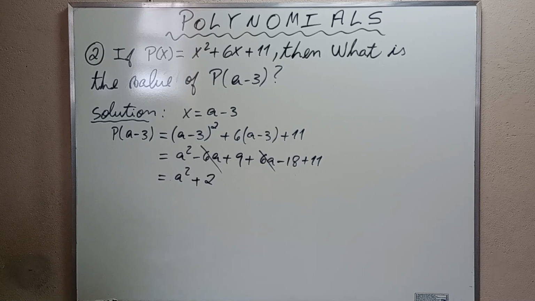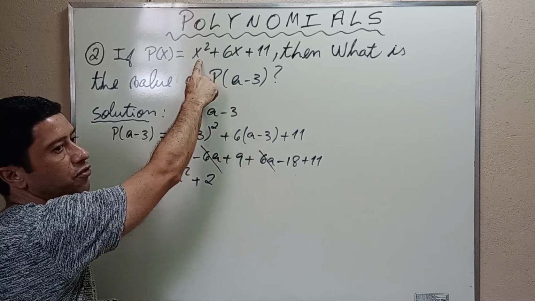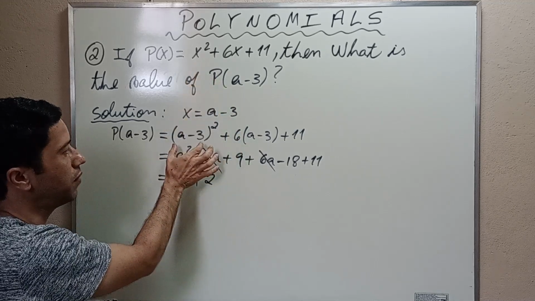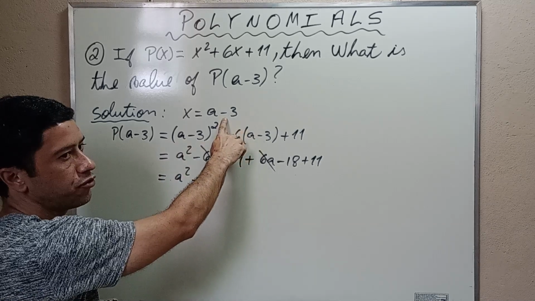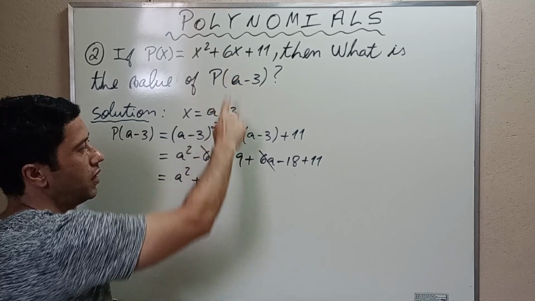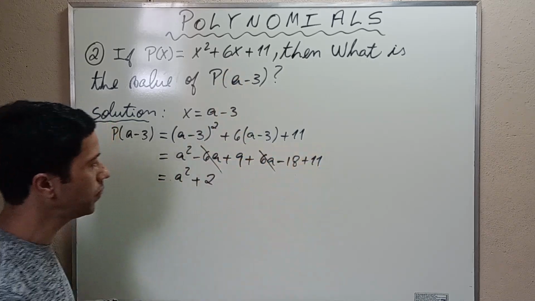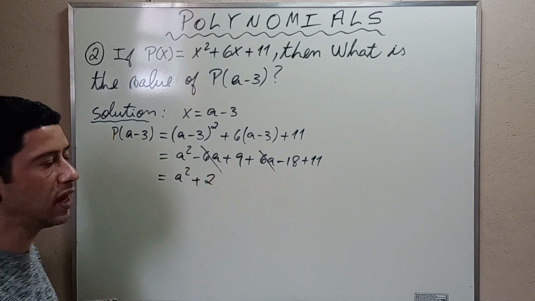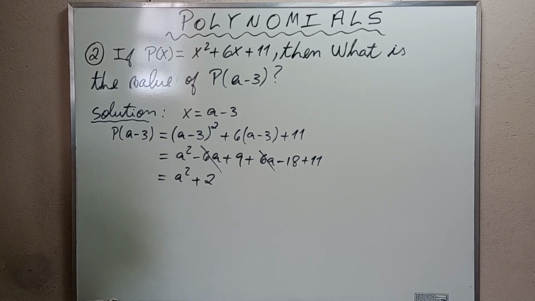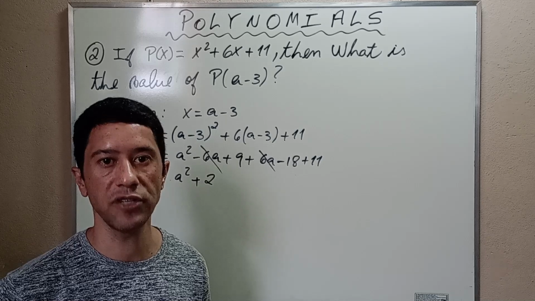Alright, my friends, did you understand what I did? I substituted a minus 3 in the place of x. It became a minus 3 squared. I substituted a minus 3 in the place of x here. It became 6 times a minus 3 plus 11. And we carried out this algebraic manipulation and we found a squared plus 2. Okay, my friends, this is all for exercise number 2. Let's go to the next.